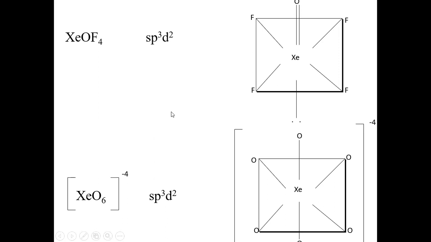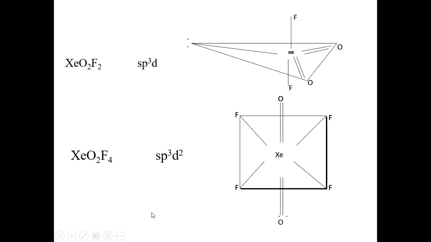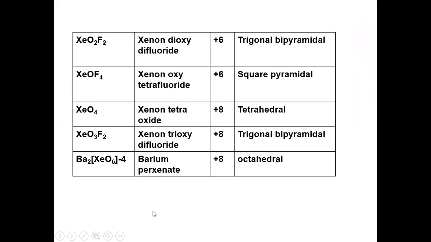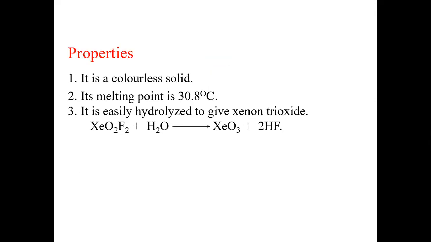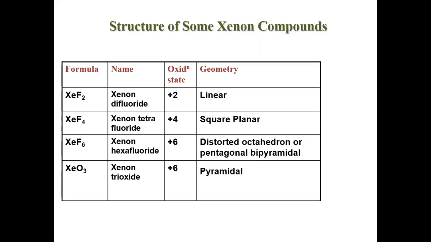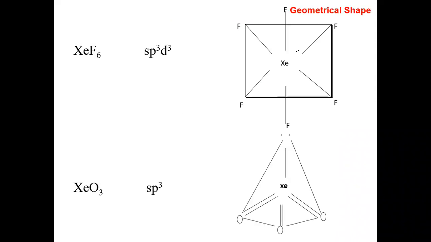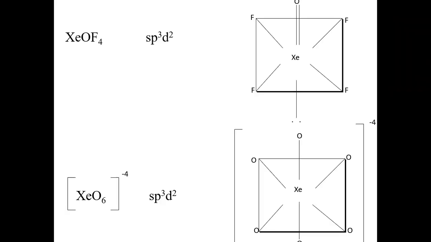Next, xenon hexaoxide. It has sp3d2 hybridization, a tetrahedral structure, and is in the ionic state. So this is the geometrical shape, hybridization, and the oxidation state for the different compounds of xenon. So just have a brief look onto today's class.